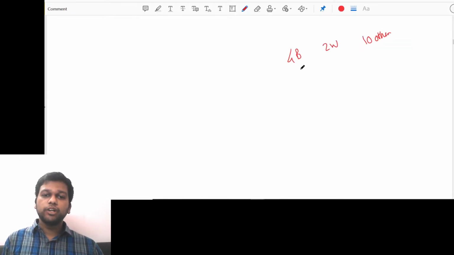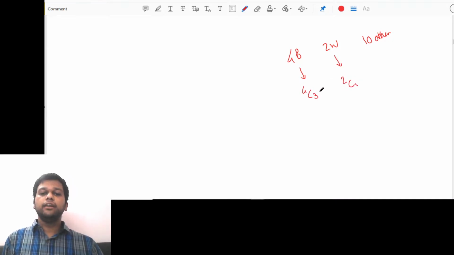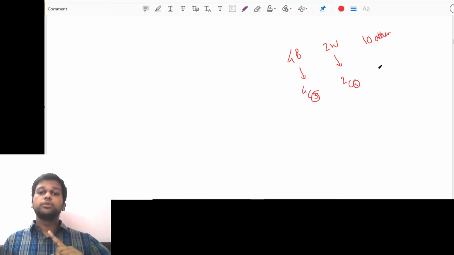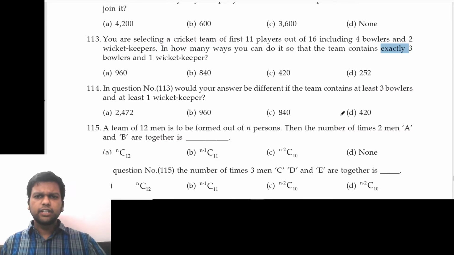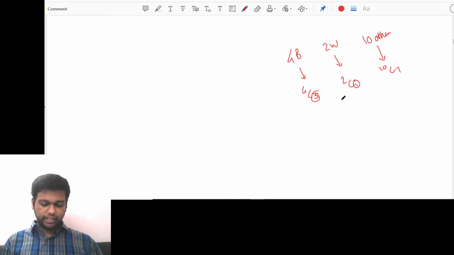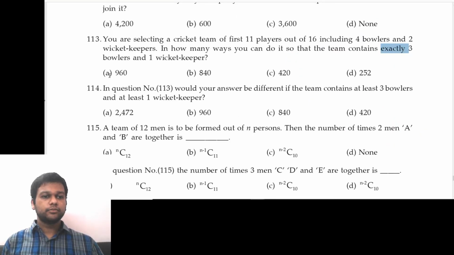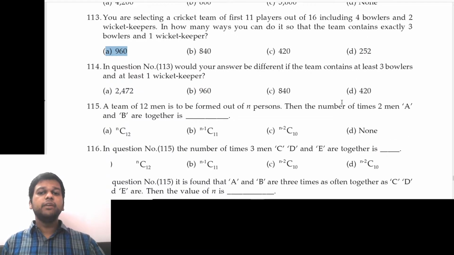Okay, exactly 3 bowlers means 4C3, exactly 1 wicket keeper means 2C1, and now understand 3 plus 1, 4 people are already selected. We have to select 11 in total. So 7 people are left. So 10C7, right? Answer is given in numbers, so we'll have to calculate this. 10C7 is again 120, I guess. 120. 2C1 is 2. 4C3 is 4. How much is 4 into 2 into 120? 960. So 960 will be the correct answer. Option A.